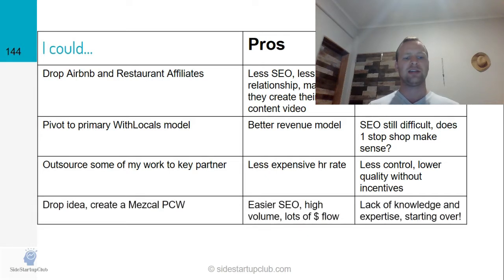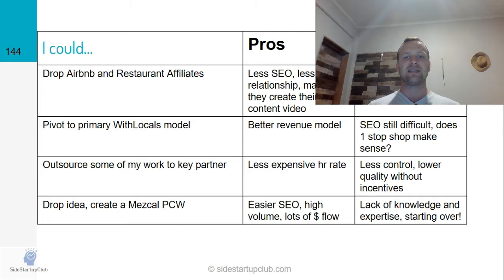And then the fourth thing I could do is drop my idea entirely and really pivot towards this Mescal space. Perhaps I could do a price comparison website right there. I know that the SEO is easy. I know a lot of people are looking for this service when they come to Oaxaca, and I know there's a lot of money involved in this activity, both on the sale of it as well as the tour side of it. So maybe it makes sense to just focus on a whole new business model revolved specifically around Mescal. The con to this is I lack knowledge and expertise, and I'm going to have to start all over.